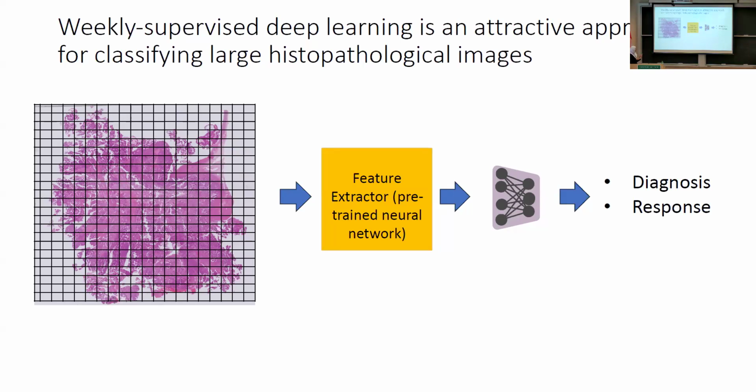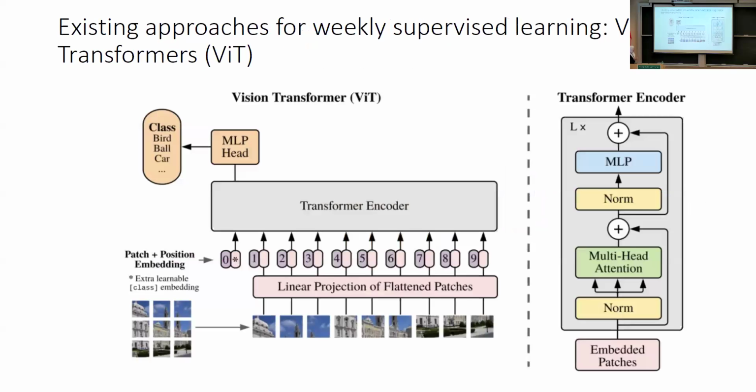And what we do is basically try to predict the class without having any information from the pathologist. It's just like the large image label. So there are different approaches for that. One of them is vision transformers. This approach has been applied very successfully in transformers like ChatGPT, as you're aware.